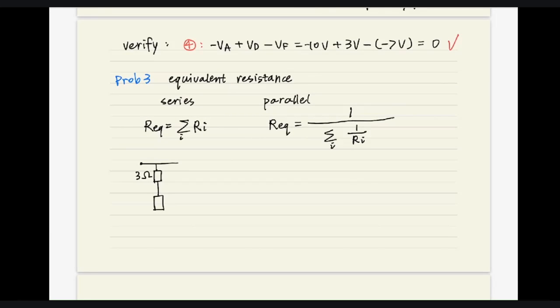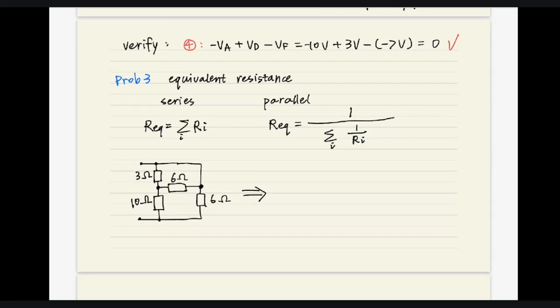Let me draw a figure for you. At the beginning, it may seem confusing. It seems like they are not strictly in series or parallel. This is because the resistances in these circuits are not put in an intuitive way. So let's reorganize this circuit to make it better looking.